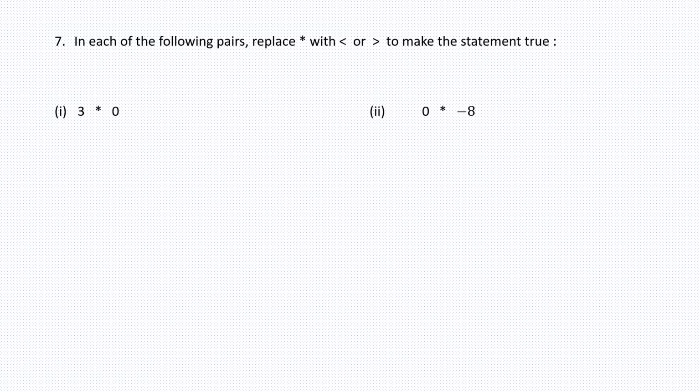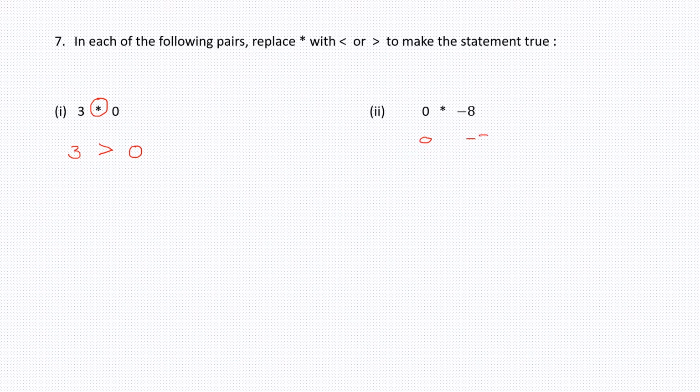Question 7. In each of the following pairs, replace the asterisk with lesser or greater to make the statement true. So here we are going to make these statements true by replacing this with a greater or smaller sign. So let me write that again. 3 and 0. 3 is greater than 0, isn't it? So I've replaced it with a greater than sign.